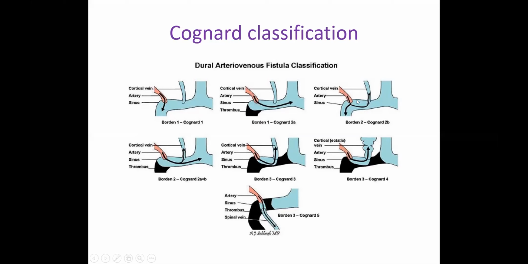There is anterograde flow and there is a cortical reflux here, and in type 2A plus B there is an occlusion here and there is also retrograde flow in the cortical venous drainage. And in type 3, type 4, and type 5, there is occlusion on both sides, there is no flow, and the blood is going back to the venous side. And there is also venous ectatic change here. We can see the varix changes here in type 4. While in type 5, the drainage is into the spinal vein.